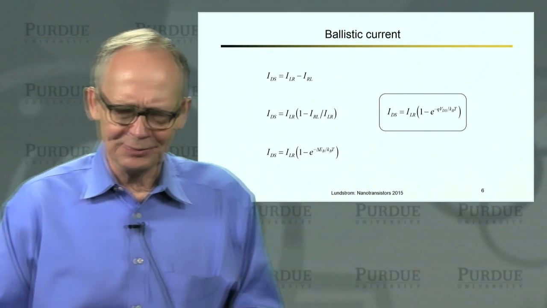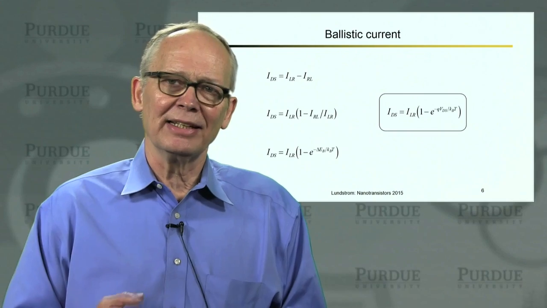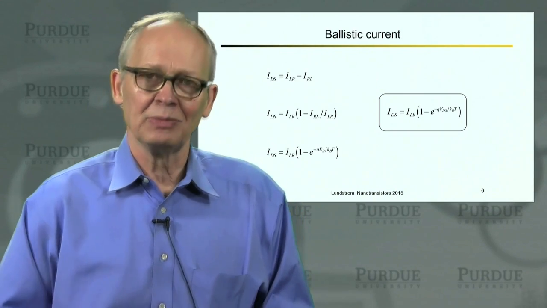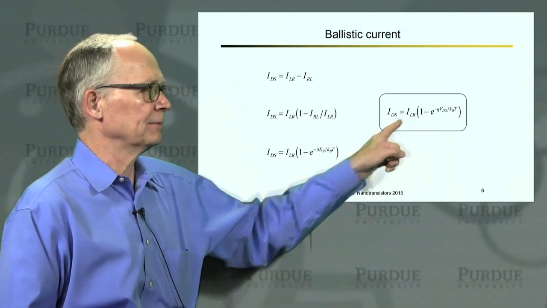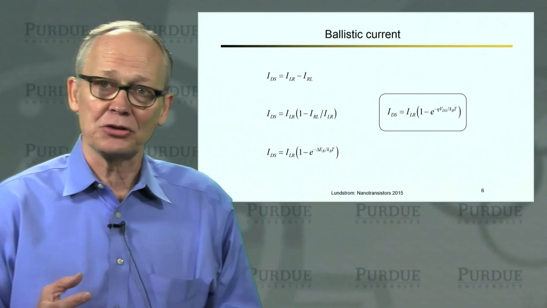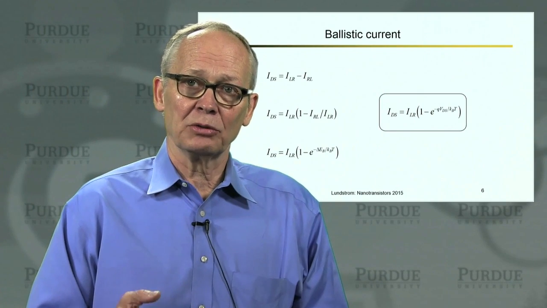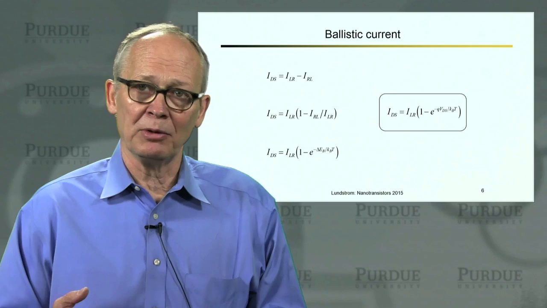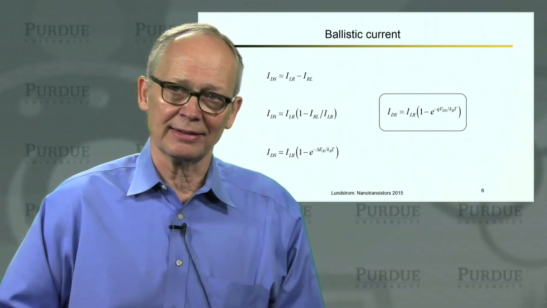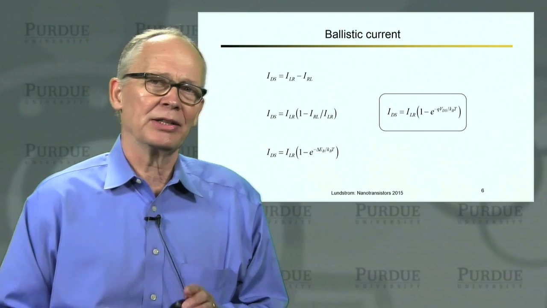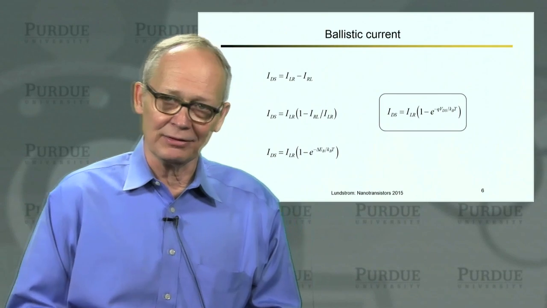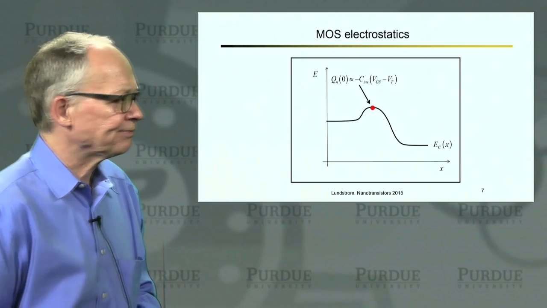Now we're not quite done, because we really don't have a convenient way experimentally to control this current I left to right. We know from Unit 2 that we can control the charge on the top of the barrier through MOS electrostatics. It's simply related to the gate voltage. So we would rather express the current in terms of the gate voltage, something we can control.